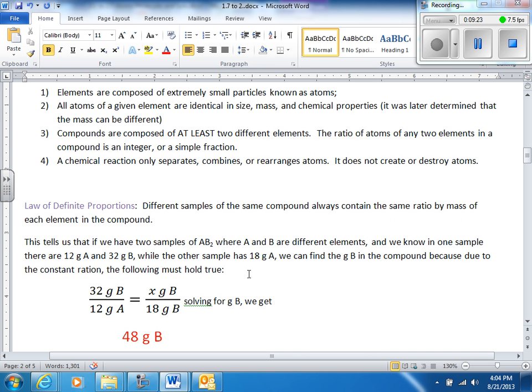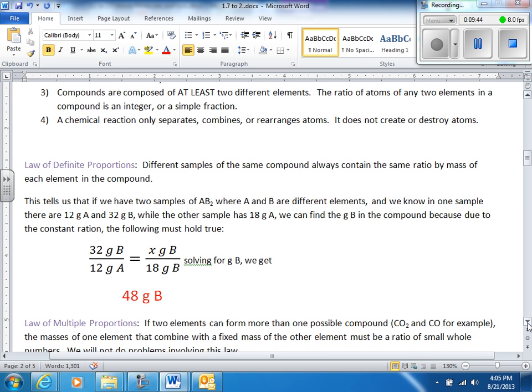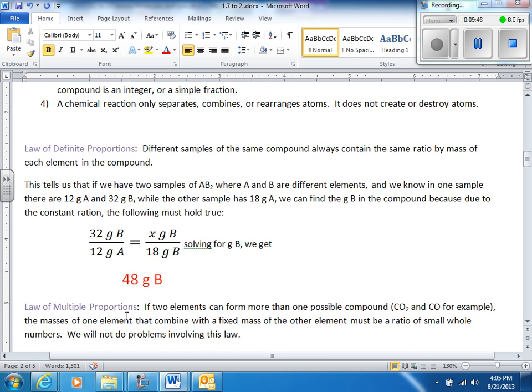The second compound must have 48 grams of B. So any time that you have a sample and you're told the masses of all the elements in the sample, if you have another sample, as long as you have the mass of one element in the sample, you can find the masses of the other elements in that sample by setting up these proportions.